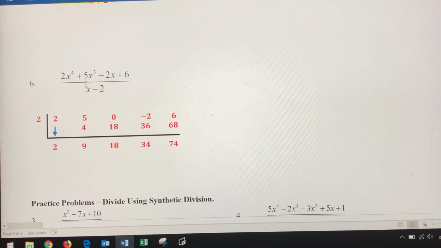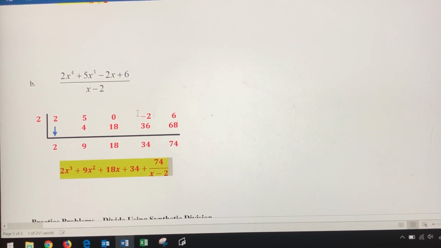Now, I've divided an x to the 4th polynomial by an x to the 1st polynomial. What that means is this coefficient is going to be for x cubed. X to the fourth over x is x cubed. Then we go in descending order: x squared, x to the first, x to the 0, or the constant, and then this would be the remainder. So these are the coefficients that lead me to this answer: 2x cubed plus 9x squared plus 18x plus 34 plus 74 over the divisor, x minus 2. Any questions? Let me know.